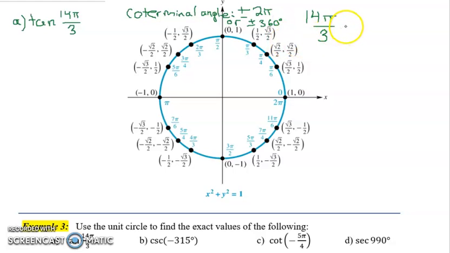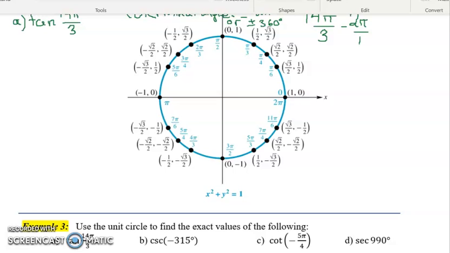So in this case, we're working in radians. The angle is too big, so I'm going to subtract 2 pi radians. Now, in order to do this subtraction, we need a common denominator. So I'm going to think of this 2 pi as being 2 pi over 1.